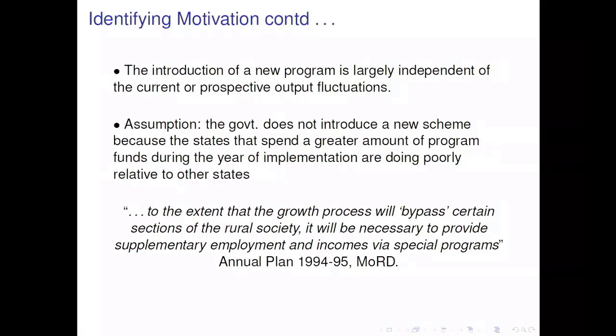And this is in fact also noted in the annual plan document of the Ministry of Rural Development. It states that to the extent the growth process will bypass certain sections of the rural society, it will be necessary to provide supplementary employment and incomes via special programs. What's the idea? The idea here is that the objective is precisely not output growth. The objective is something else. It's these deeply rooted issues that they want to tackle. So it clearly is quite independent of prospective output fluctuations or current output fluctuations, which helps our case.